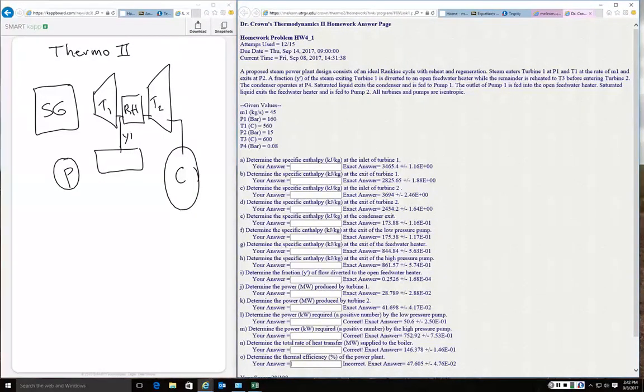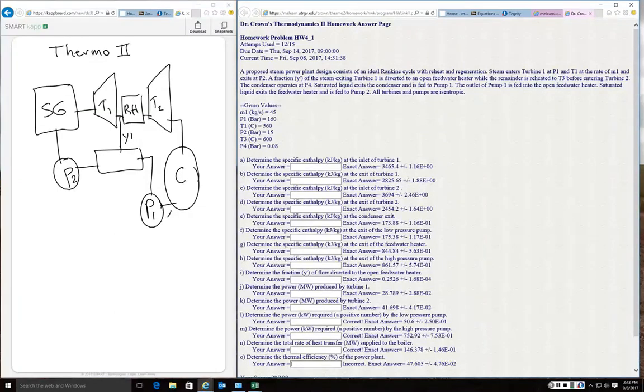Saturated liquid exits the condenser and is fed to pump 1, so it sounds like there's going to be 2 pumps. We're describing it as pump 1. The outlet of the pump is fed to an open feed water heater, the same one that we had mentioned coming off of turbine 1. And then saturated liquid exits the feed water heater, fed to pump 2, and then returns to the steam generator, and then I reason that it will come then to turbine 1 from the steam generator.